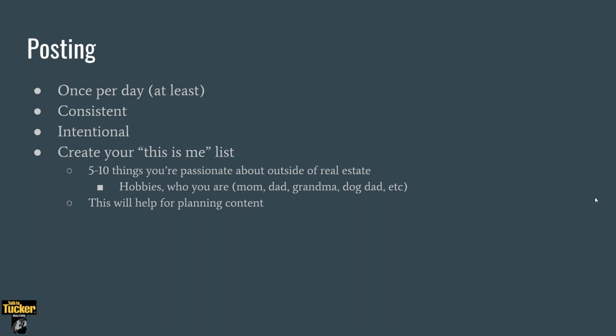You have more passions than that. You have hobbies. You are a mom. You're a dad. You're a dog dad. You have cats. You have hobbies and passions outside of real estate. So make this list, and you want to narrow it down to 5 or 10 things that really make you you. This will help with your planning of content. This will help for ideas when you wake up the next day and think, ooh, I don't know what to post today. You can run through your This Is Me list and figure out one of those topics that you can post about.